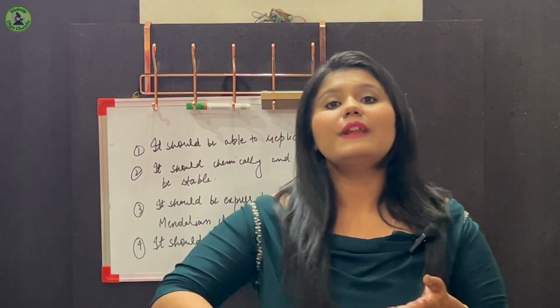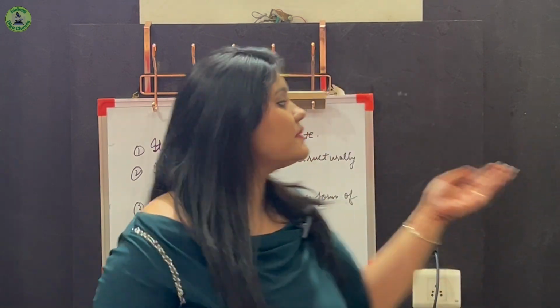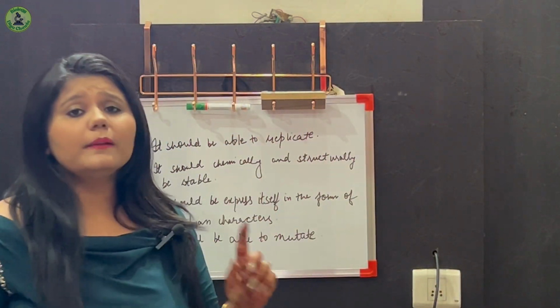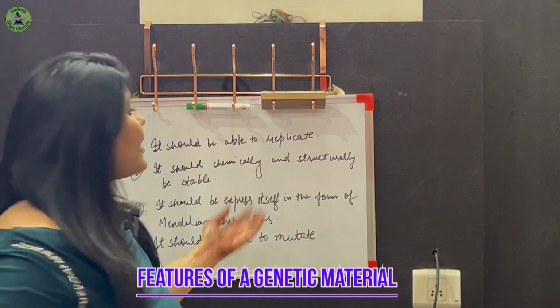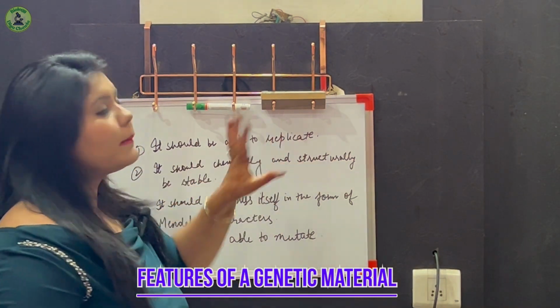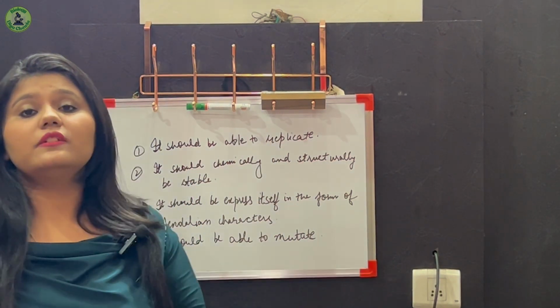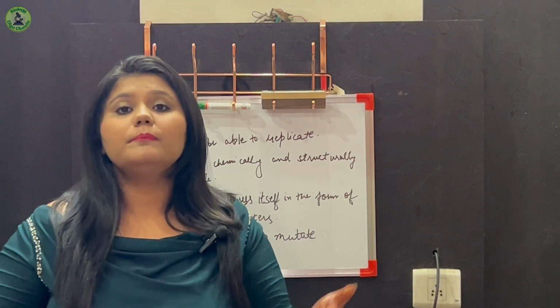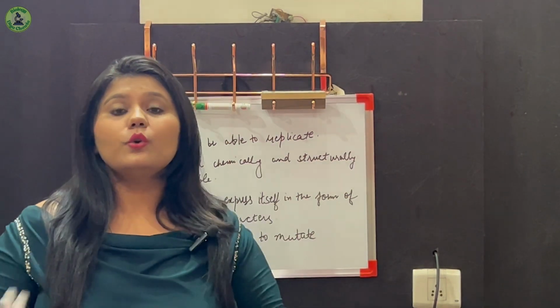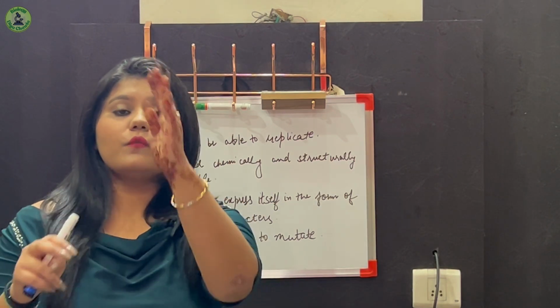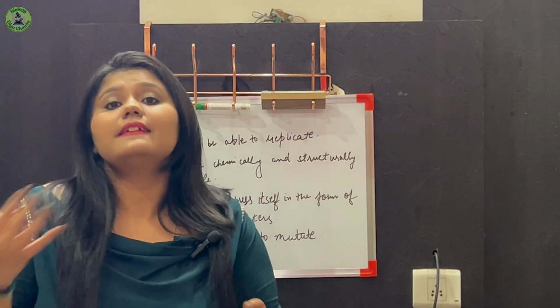The genetic material should have certain features. I have written certain features on the board that a genetic material should have. To make something a genetic material, you should have these features. So it should be able to replicate so that the progeny should get the DNA, right? When the cell cycle occurs and division occurs, it has to go into the daughter cells also. So from one you make two daughter cells, so at least it has to replicate.